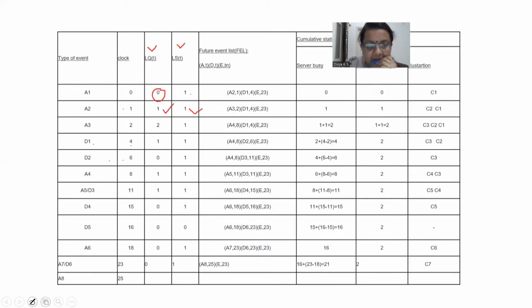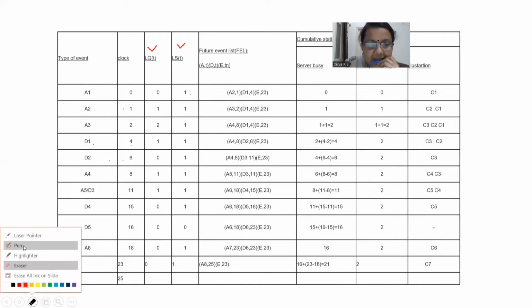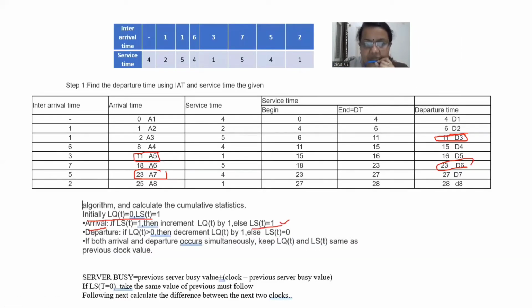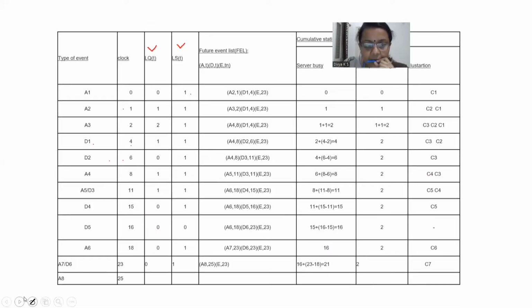Now in this second case, what did we get? Our L of Qt equals 1 and L of St equals 1. What is the next event, arrival or departure? Arrival only. So what do you have to see? Is L of St equal to 1? Yes, L of St equals 1 only.